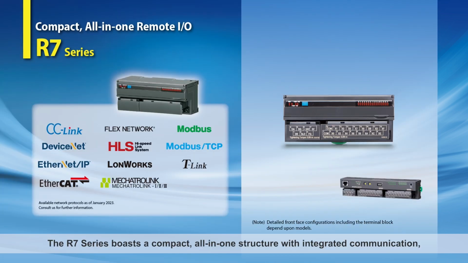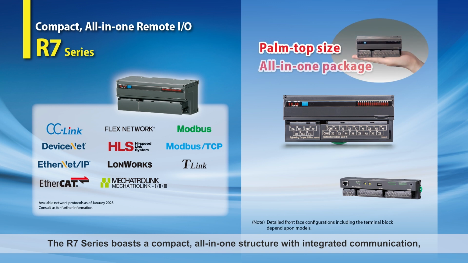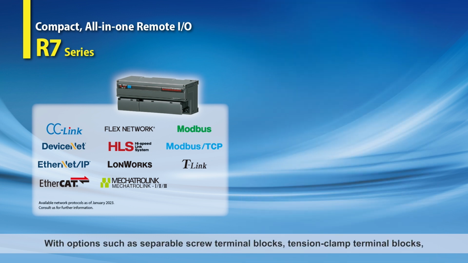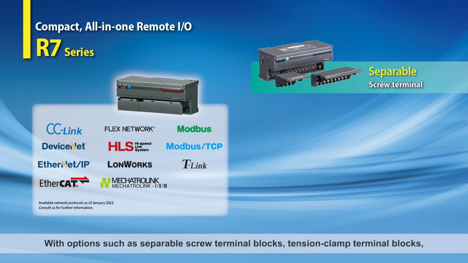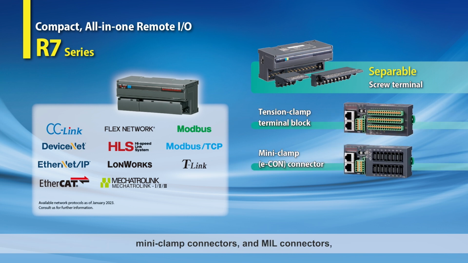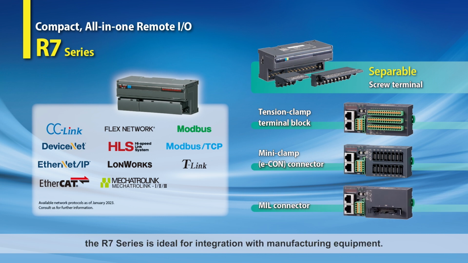The R7 series boasts a compact, all-in-one structure with integrated communication, power supply, and I/O sections. With options such as separable screw terminal blocks, tension clamp terminal blocks, mini clamp connectors, and mil connectors, the R7 series is ideal for integration with manufacturing equipment.